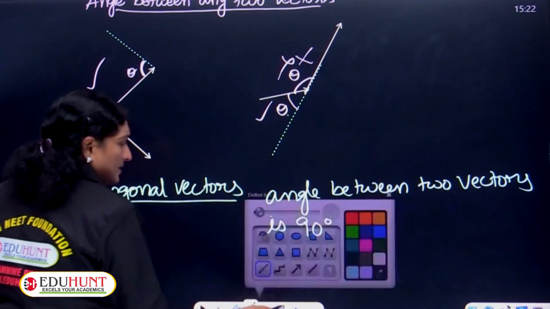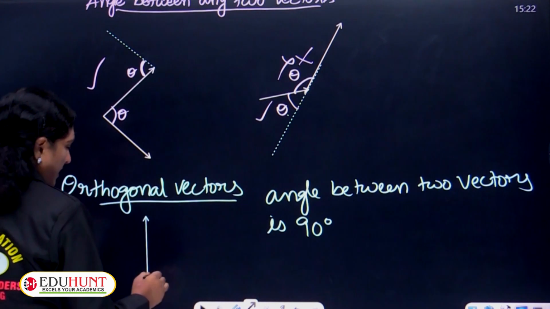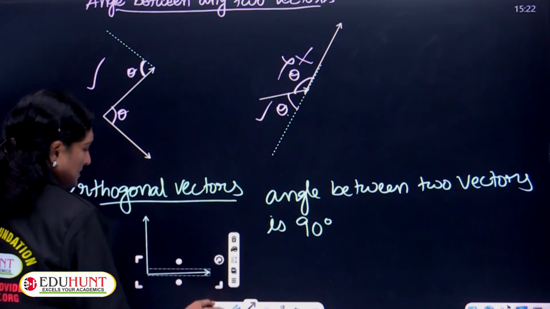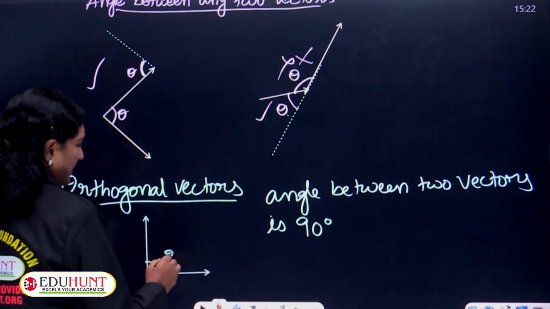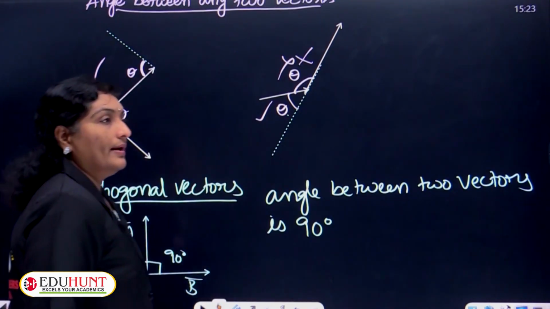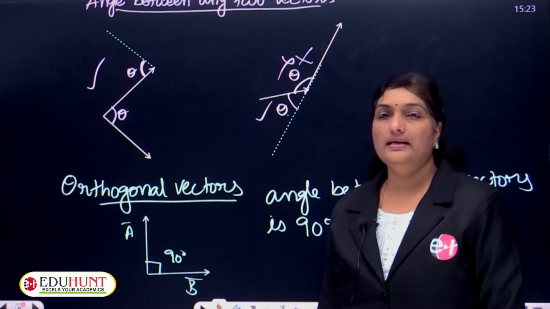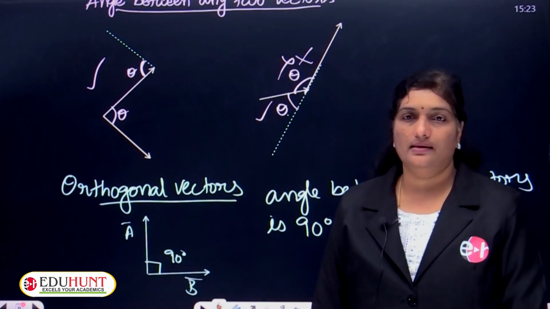So consider a vector like this and another like this. How much is the angle between the two vectors, children? 90 degrees. Let this be A bar and this be B bar. So any two vectors whose angle between them is 90 degrees, then we can say that the two vectors are orthogonal vectors.